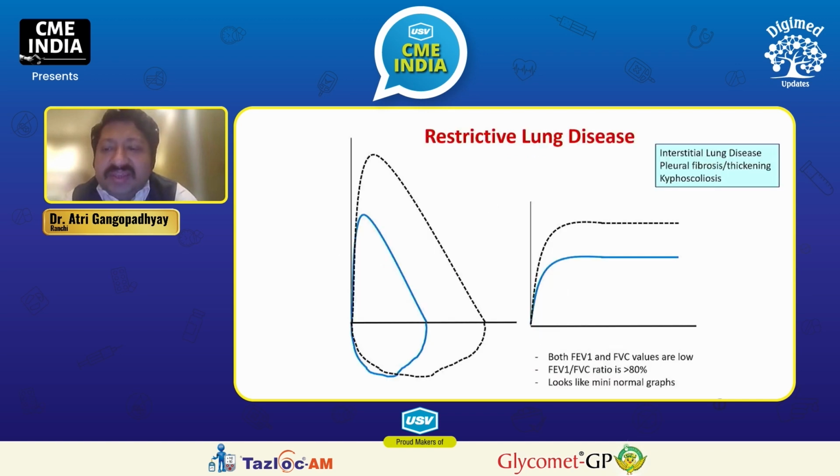Restrictive lung disease is like those dwarfs in cinema, or a dwarf in the circus. Just looks like an adult, but the height is less than adult. So both FEV1 and FVC values are low. FVC is definitely less than 80%. And FEV1 and FVC ratio is above 80%. So it looks like a mini normal graph.